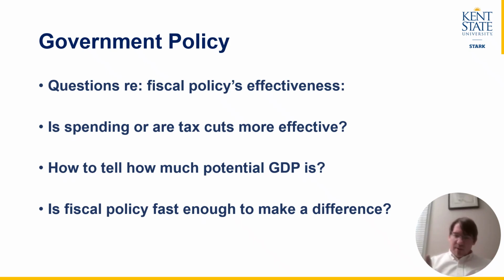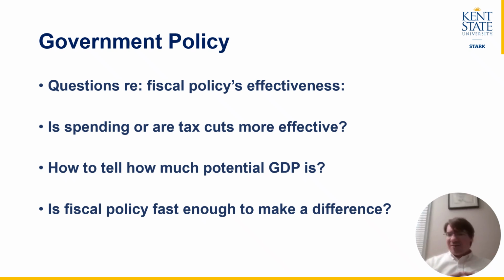So, just backing up then to make a point about government policy from this perspective. There are a number of questions that arise when we think about fiscal policy's effectiveness. Things like, should we engage in spending or should we engage in tax cuts? Which is going to be the more effective way to stimulate the economy? If you look at just the effects through the multiplier, it actually turns out that government spending would be considered more effective.